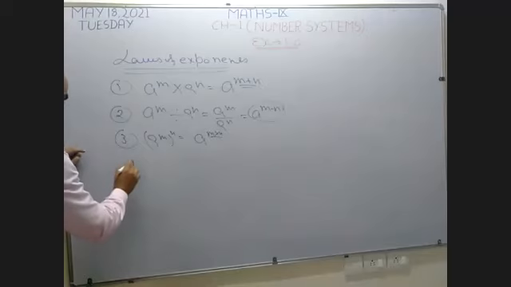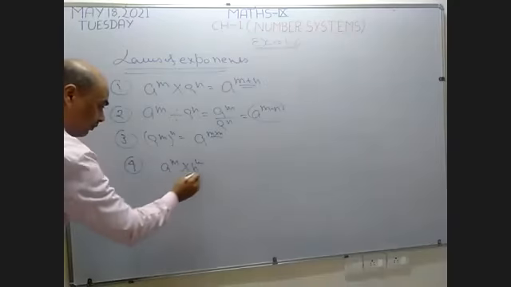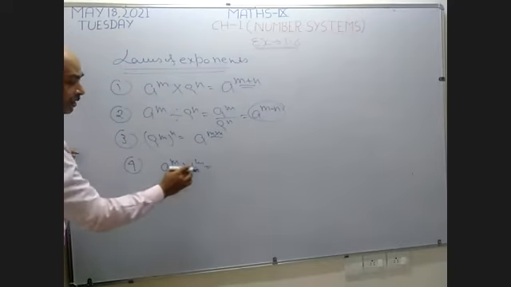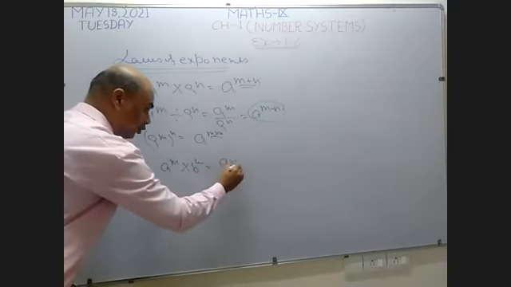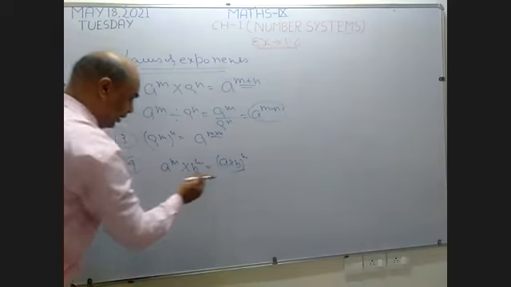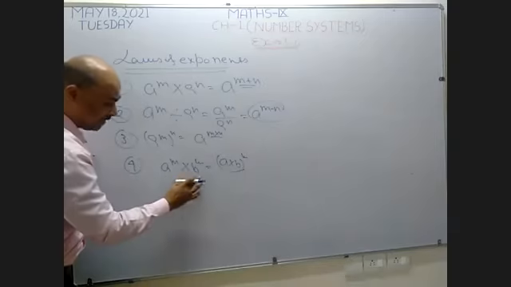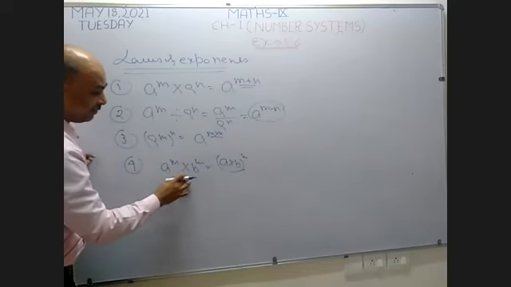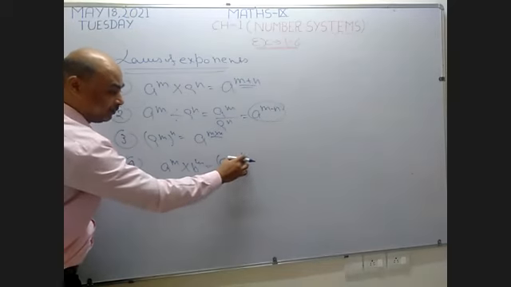Now next, a raised to power m and b raised to power n. Now bases are different, but their power is same. Then the answer becomes a into b and its power m. See, I want to repeat again. Now in this question, bases are different, but powers are same. Then it can be written a into b power n. Clear?